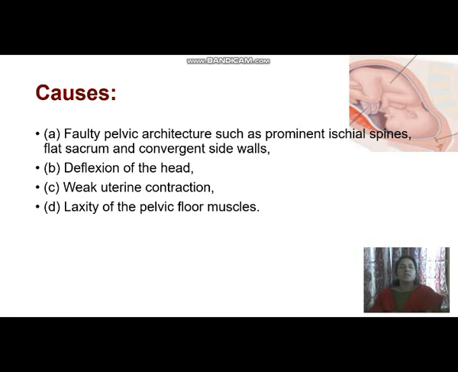The causes are faulty pelvic architecture, such as prominent ischial spines, a flat sacrum, or convergent side walls, and also deflection of the head, weak uterine contractions, and laxity of the pelvic floor muscles. These are the causes of deep transverse arrest.